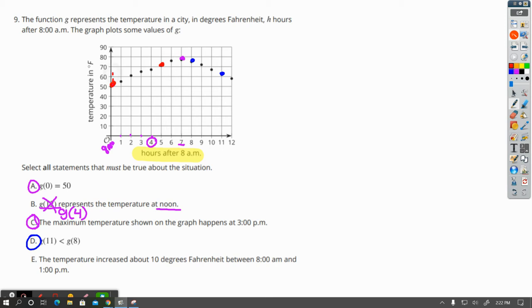So that is a change of about 20, not 10. So it's about 20 degrees, not 10. So your answers here would only be A, C, and D. So you need to make sure that you can interpret the information that's provided by the graph.